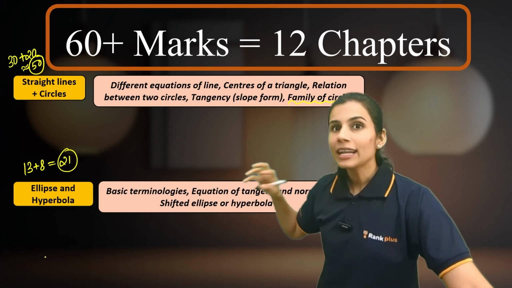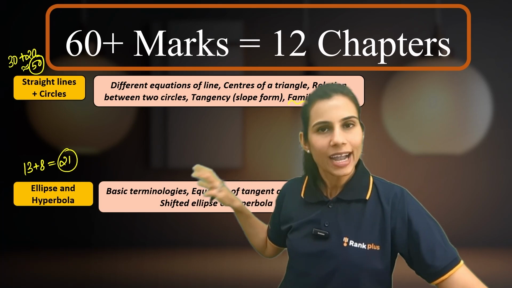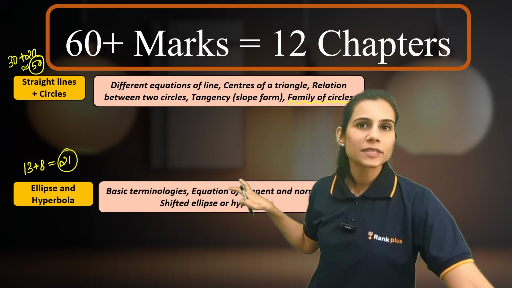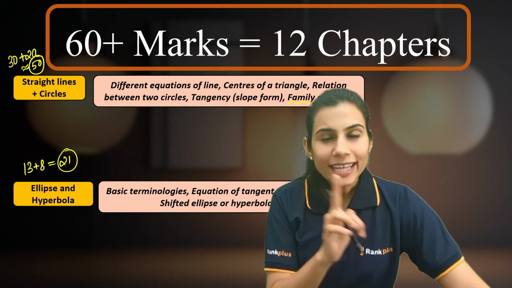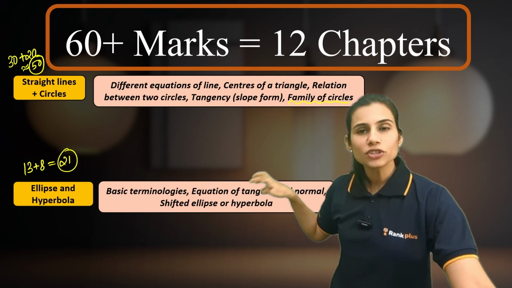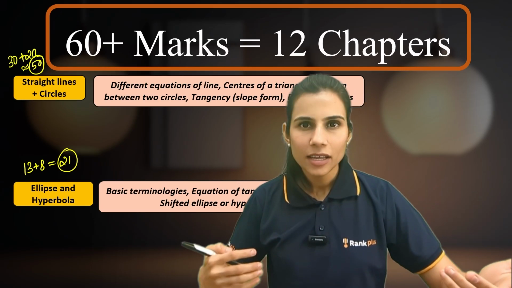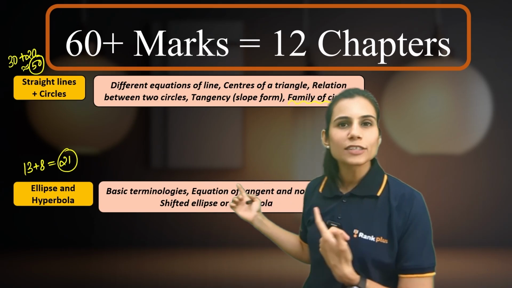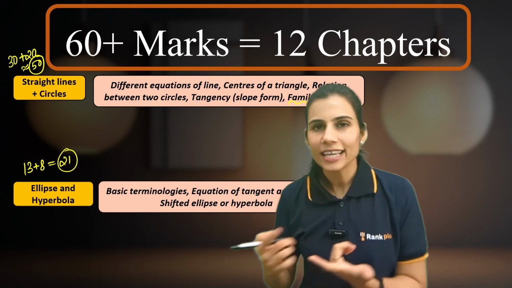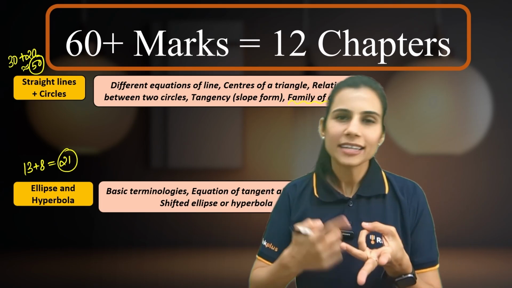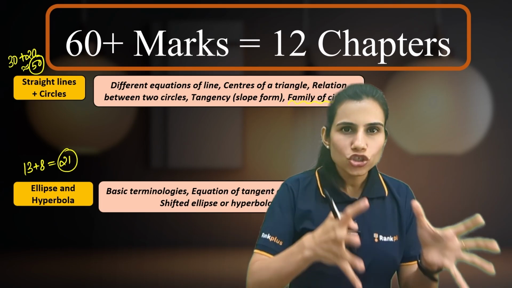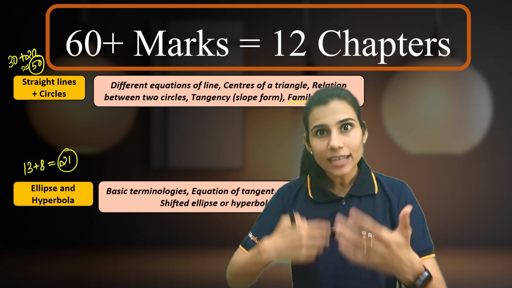Because even though there are many subtopics in ellipse and hyperbola, why is it easy to master? Because the questions asked from this topic are very predictable and of a very repeated category. They will ask you questions upon the basic terminologies like the focus, the directrix, the latus rectum, all of this only. They will shift the ellipse or the hyperbola, and then they'll ask you the same things.